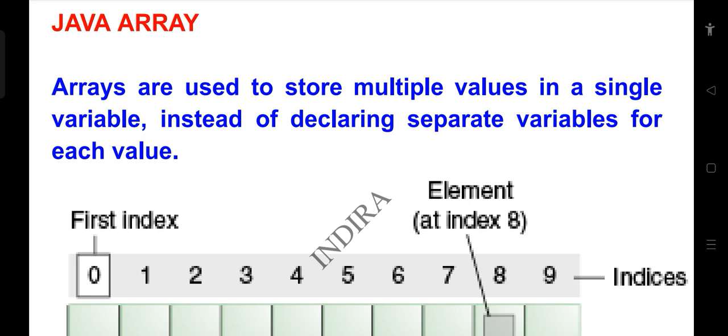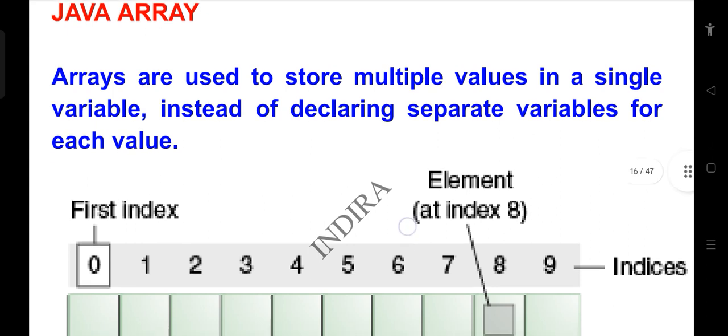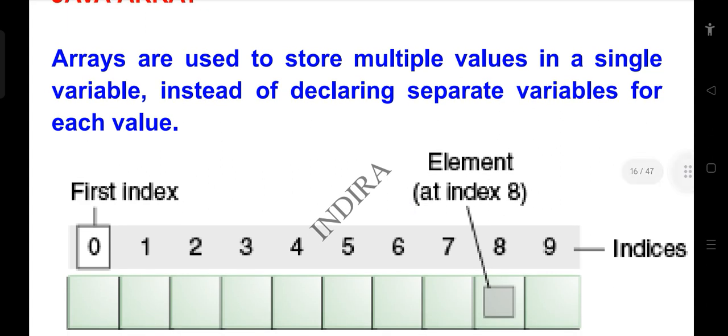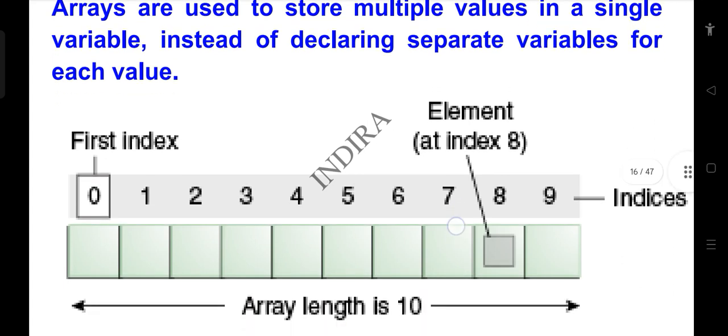Coming to the Java array definition: arrays are used to store multiple values in a single variable instead of declaring separate variables for each value. The function of an array is that it stores multiple values in a single variable. That means if you use x as a variable, then x can hold many values, up to infinity. That function is known as arrays. So instead of declaring separate variables for each value, arrays are used in Java.